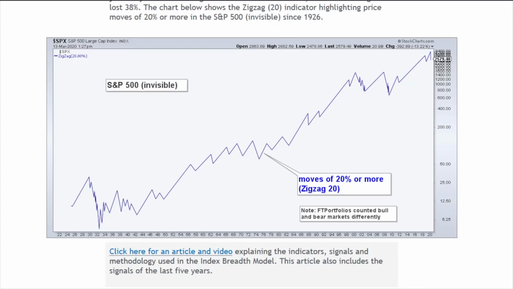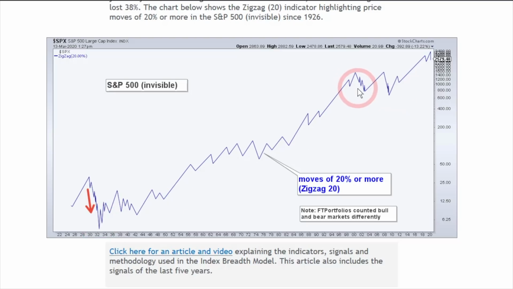But here's a zigzag chart of the S&P 500 showing moves of 20% or more. The S&P 500 is invisible on this chart, but it goes back to the 20s there. And there you can see after the 29 crash in the bear market, we had a number of 20% bounces. I'm not saying we're at 29 right now.